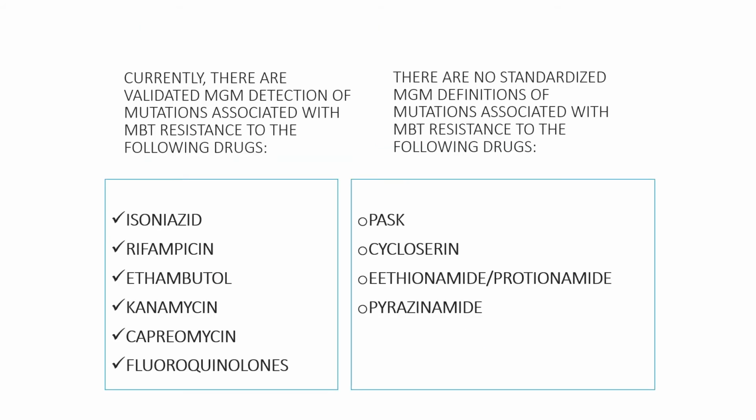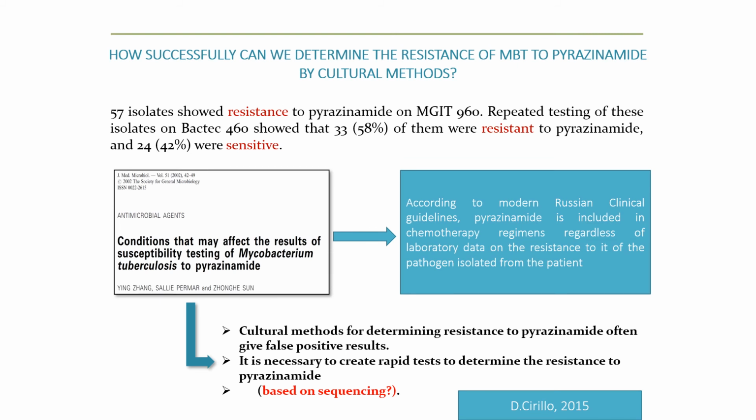Currently, there are validated molecular genetic detection methods for mutations associated with MBT resistance to the following drugs: isoniazid, rifampicin, ethambutol, kanamycin, capreomycin, and fluoroquinolones. There are no standardized molecular genetic definitions of mutations associated with MBT resistance to the following drugs: PAS, cycloserine, pyrazinamide, and protionamide. How successfully can we determine the resistance of MBT to pyrazinamide by culture methods?